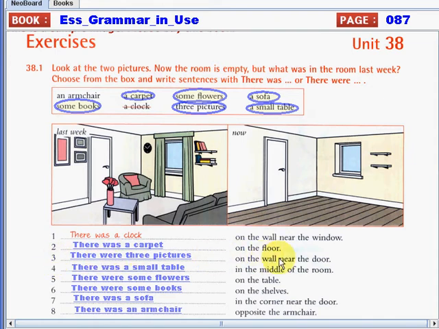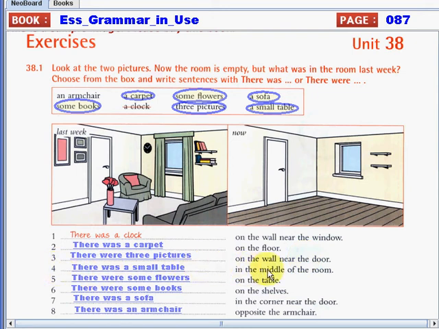Blank on the wall near the door. So this is the door, near it on the wall are? Yes, okay. So let's look at the words for this one. There are 3 pictures. So plural. And then in past tense, we will write there were 3 pictures on the wall near the door. Okay, let's go now on number 4.